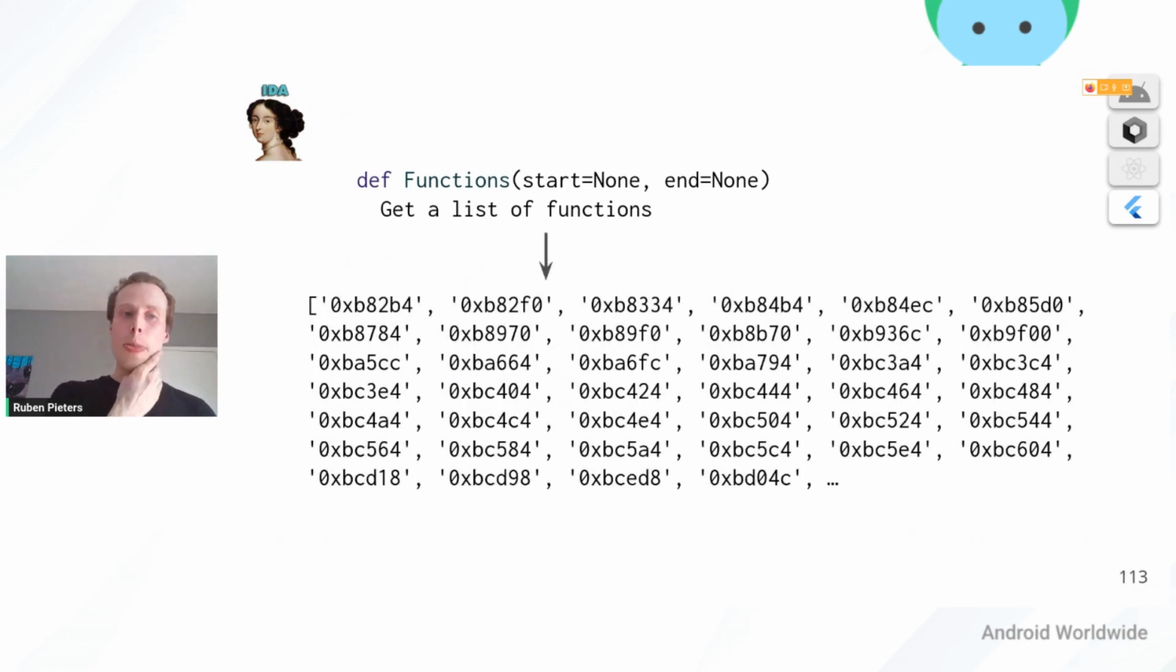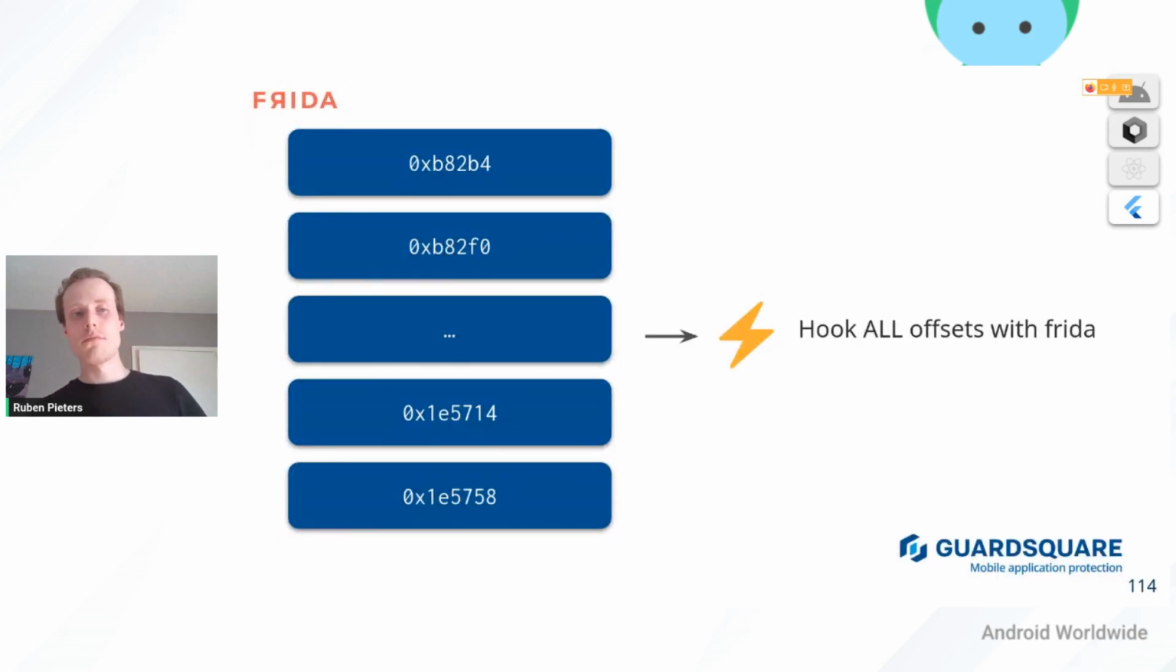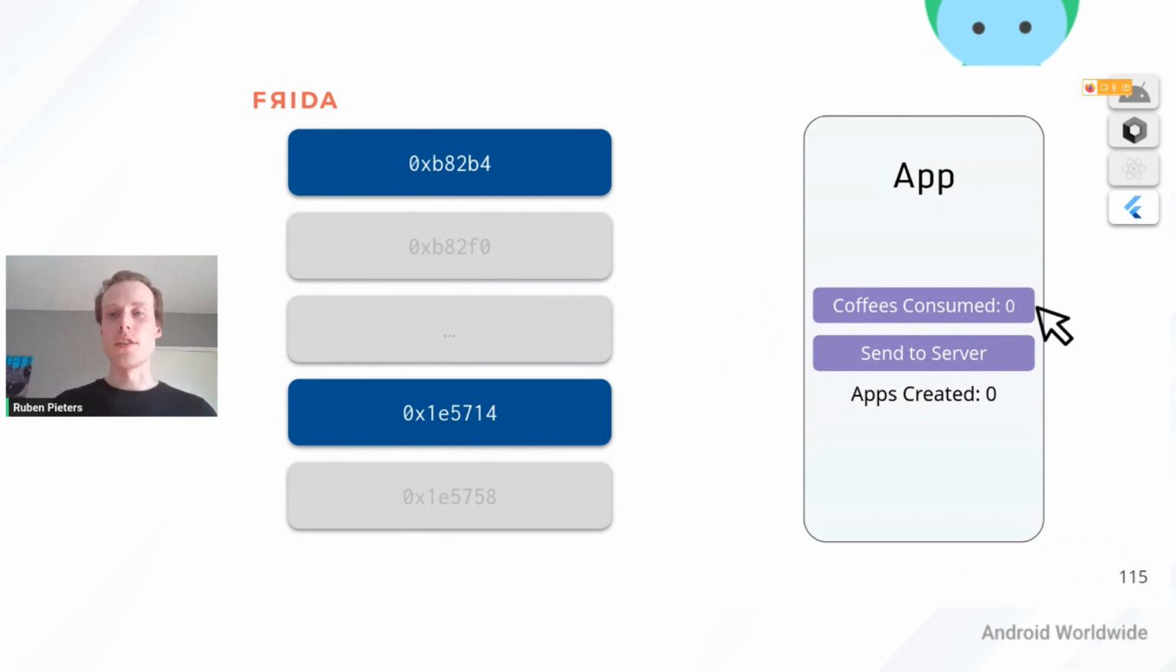When I do that, I get a list of all the offsets that I need, and then we want to find out dynamically which offset actually corresponds to the function I'm interested in. It's a very simple trick, but if it works, it works. It's basically to hook all the offsets with Frida and add logging or some other side effect to figure out, when you're using the app, which functions you're actually interested in.